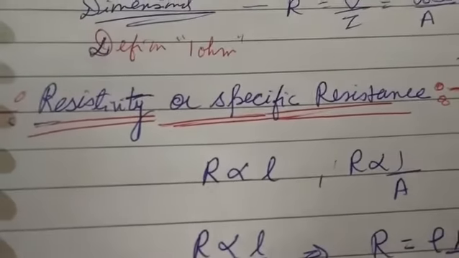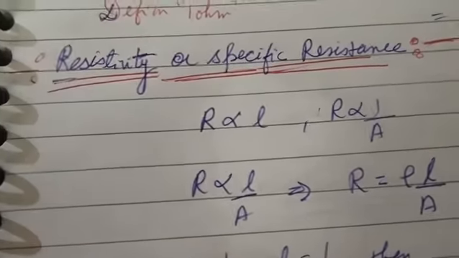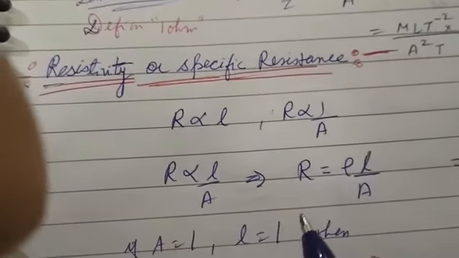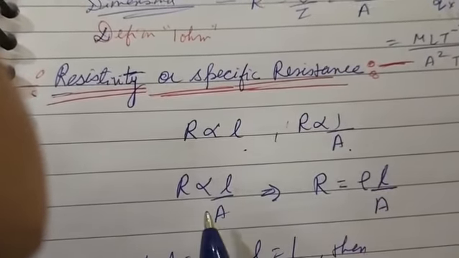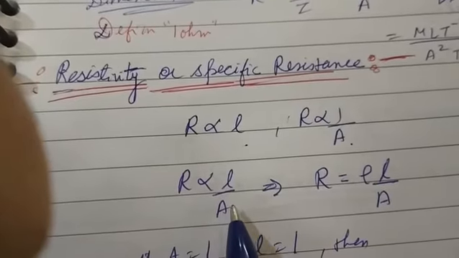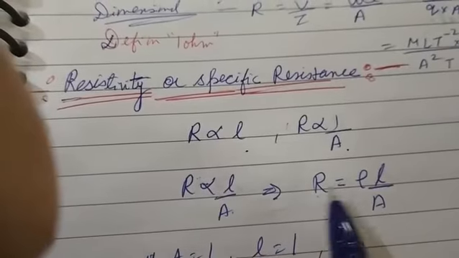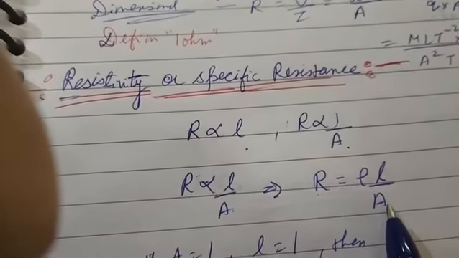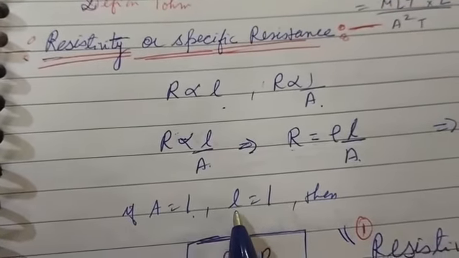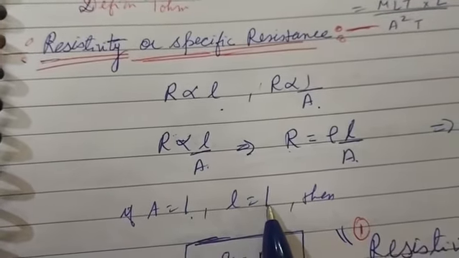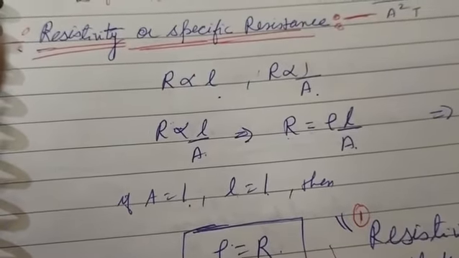Okay, next is resistivity or specific resistance. So we know that R is proportional to L and R is inversely proportional to A. So R is proportional to L by A. That is, removing the proportionality sign, R is equal to rho L by A. So if the area of cross section is unit area and the length of the conductor is unit length, then rho will be equal to R.